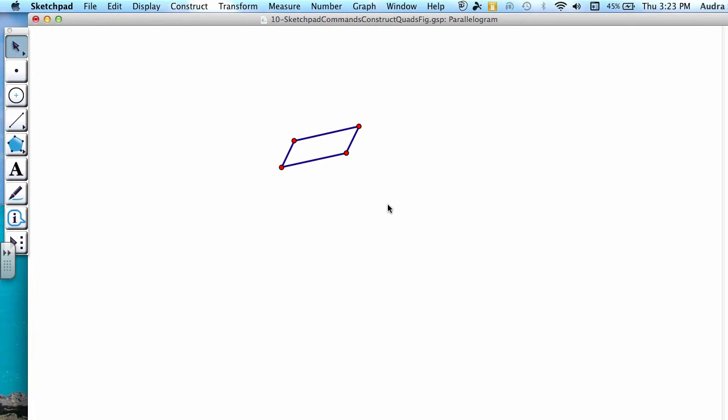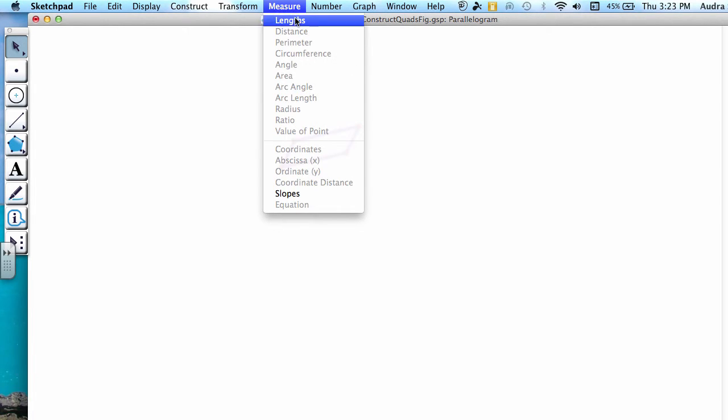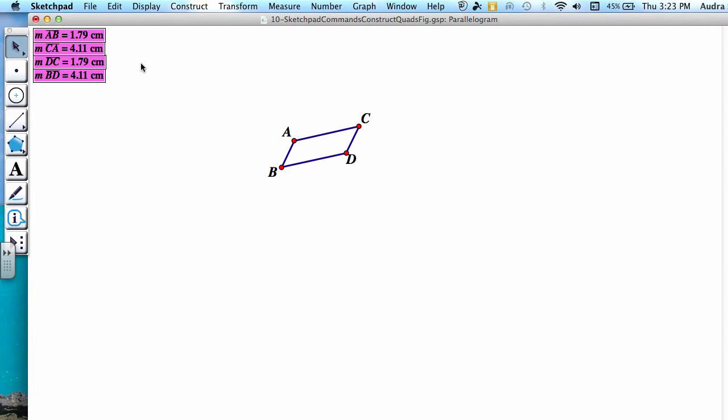We can verify that it's a parallelogram by measuring the segment lengths and angle measures. Let's do all the segments first. So I'm going to select all four of my segments, and then we're going to go to Measure Lengths. And what you can see here is that segment AB and segment DC are the same length, and then CA and BD are also the same length.